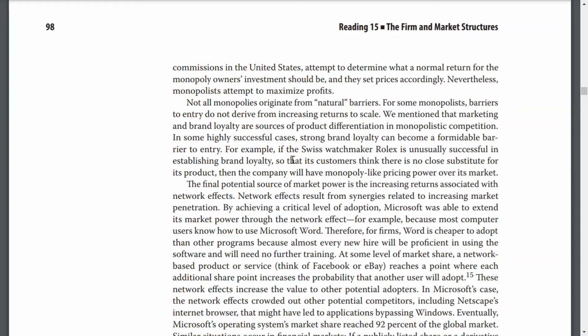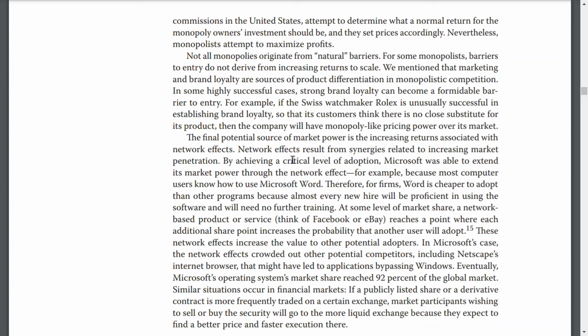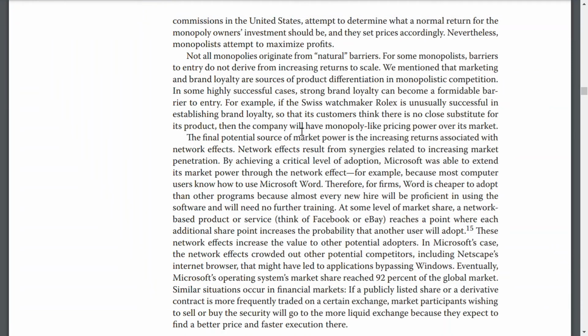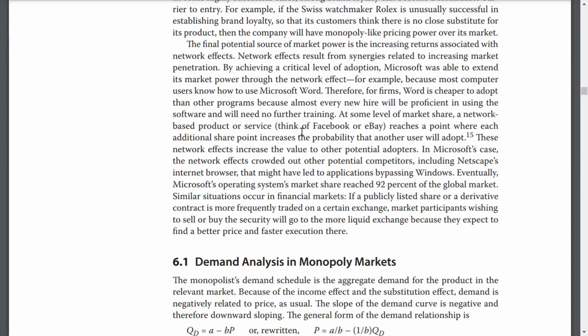The final potential source of market power is licensing, and increasing returns associated with network effects. Network effects result from synergies related to increasing market penetration. By achieving a critical level of adoption, Microsoft was able to extend its market power through the network effect. For example, because most computer users know how to use Microsoft Word, for firms, Word is cheaper to adopt than other programs because almost every new hire will be proficient in using the software and will need no further training at some level of market share.